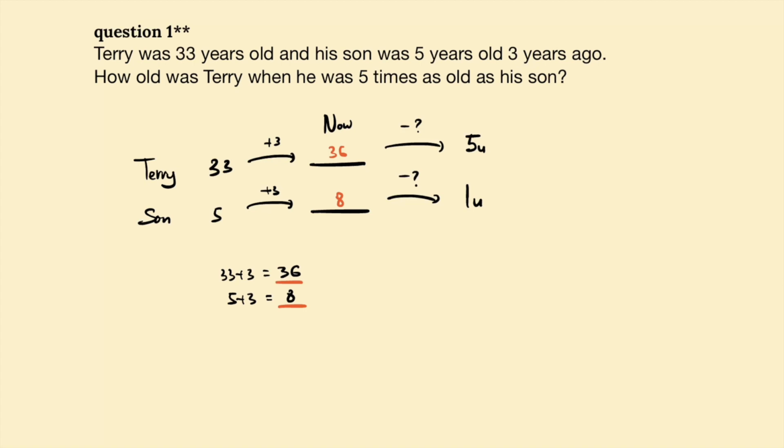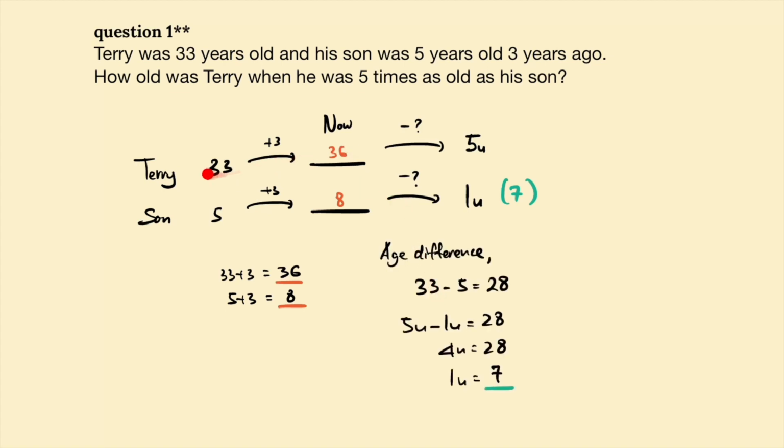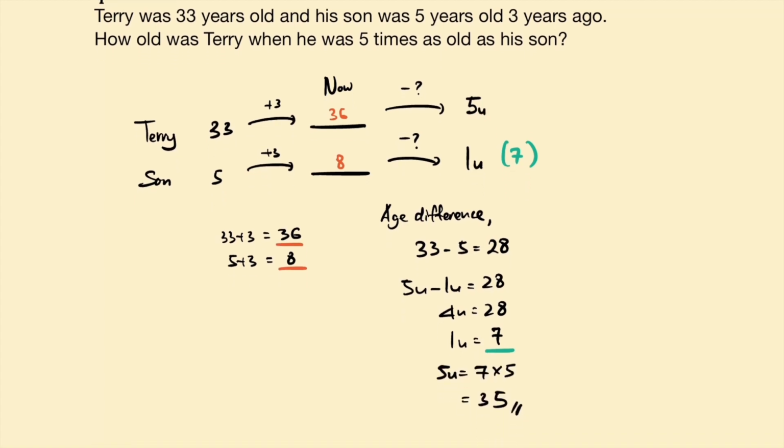Okay, we can also find the age difference. How old was Terry? So we're going in the past. Was Terry 5 times as old as his son? Well, okay, so the age difference doesn't change. Therefore, 33 minus 5, or you can take 36 minus 8, doesn't matter. 33 minus 5 is therefore 28. So these 4 units must therefore be the same, 28. 1U is therefore 7. Okay, how old was Terry at this point in time? All right, so we got 1U being 7, 5U is therefore 35.